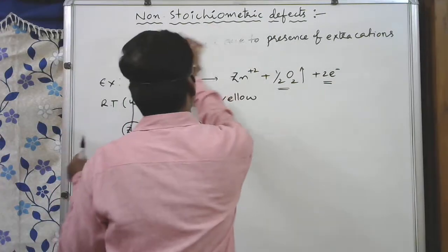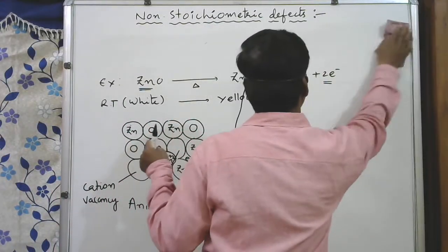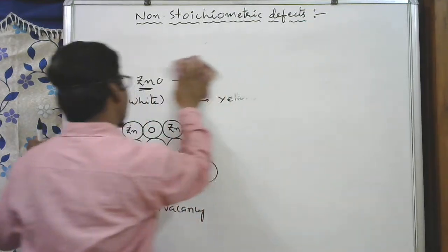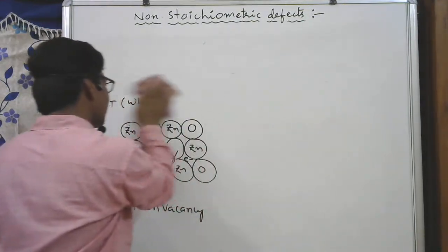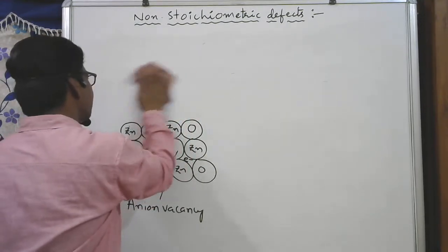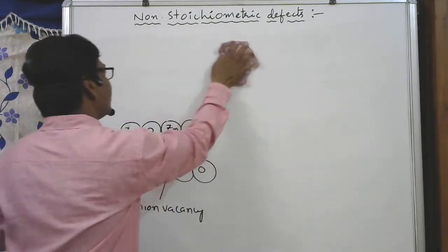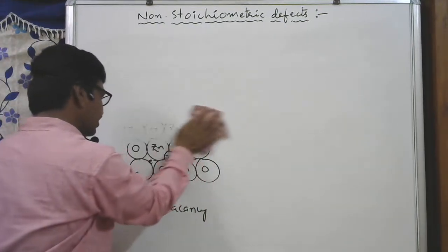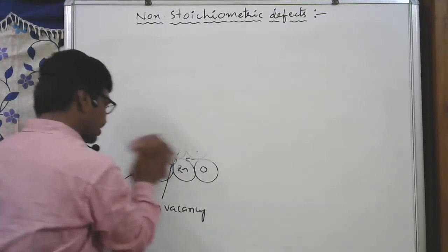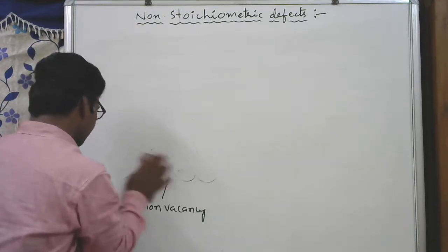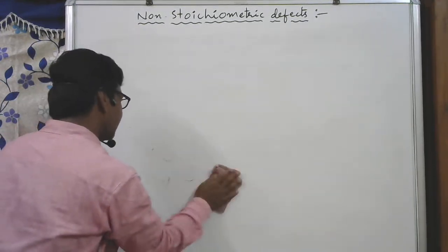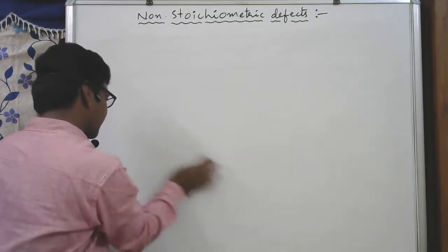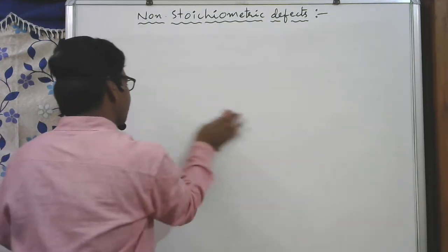In non-stoichiometric defects we have two types, as I told earlier. One is metal excess defect, the other one is metal deficiency defect. In metal excess defect, we have two types: one is anionic vacancies, the other one is the presence of extra cations at interstitial sites. Now, metal deficiency defect.